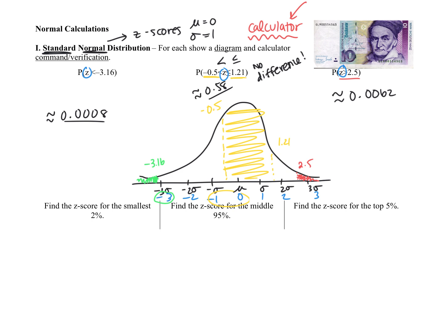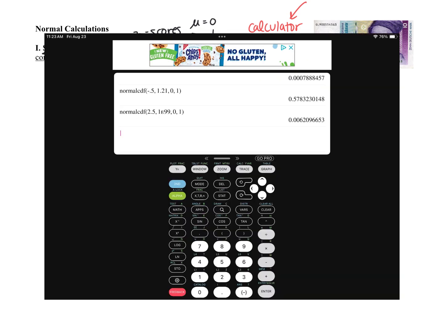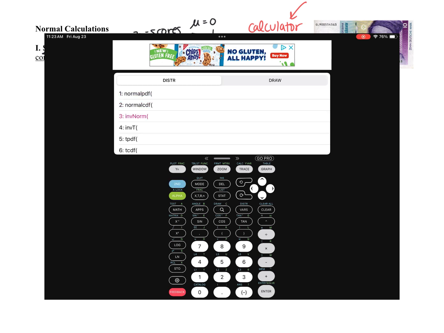So now what we have to be able to do is work in the opposite direction. This time, we've been given an area, and we need to find the z-score. So again, let's go back to the calculator. Because we're still working with a normal distribution, you're going to go to the same spot, that second distribution. This time, though, we're working backwards. So we're no longer going to choose normal CDF. We're going the reverse direction, so we're going to choose inverse norm.